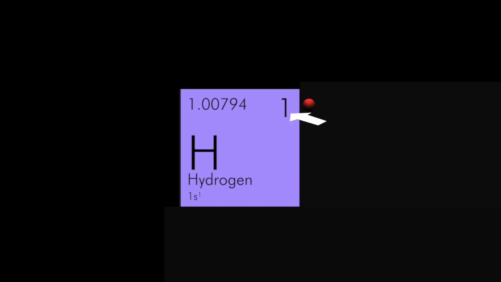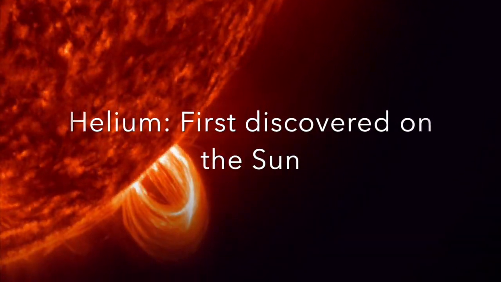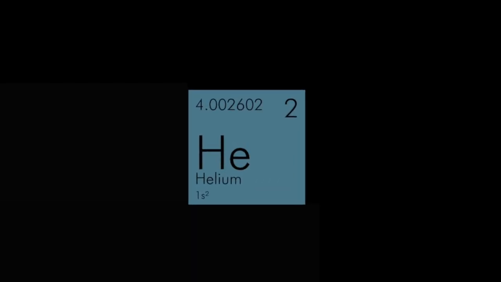Symbol H, it has one proton, one electron, no neutrons, and the electron orbits the central proton in a cloud. Helium was first discovered on the sun, and helium has two protons, two electrons, two neutrons. And again, the central nucleus is orbited by those two electrons.